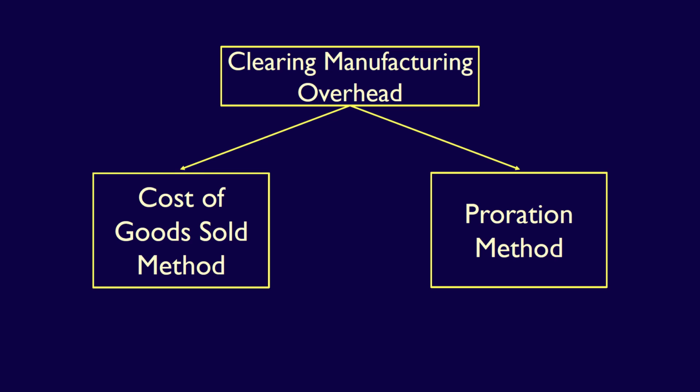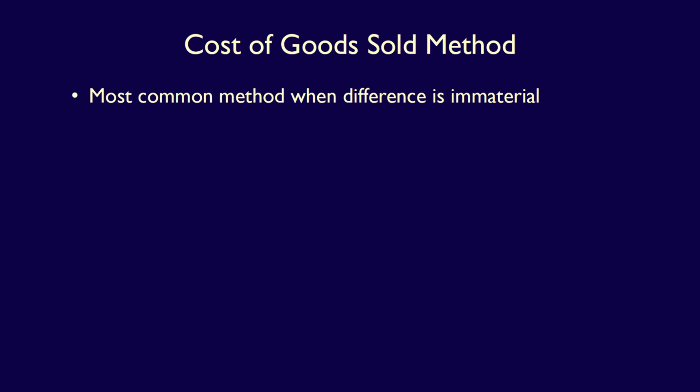There are two methods which can be used to clear out the overhead control account: the cost of goods sold method and the proration method. In this course, we're only going to cover the cost of goods sold method. The proration method will be left to an upper-level management accounting course. Actually, the cost of goods sold method is the most common method used to clear out the overhead control account for over or underapplied overhead. Let's apply it to Camilla Inc.